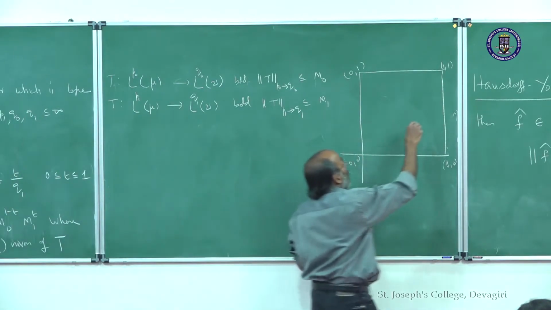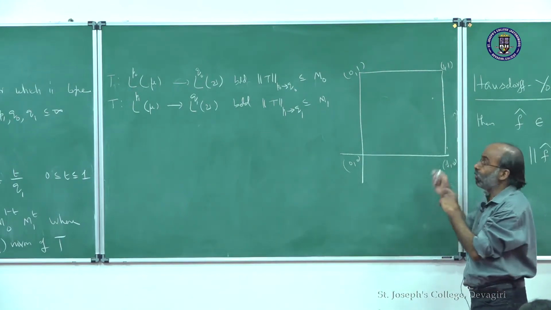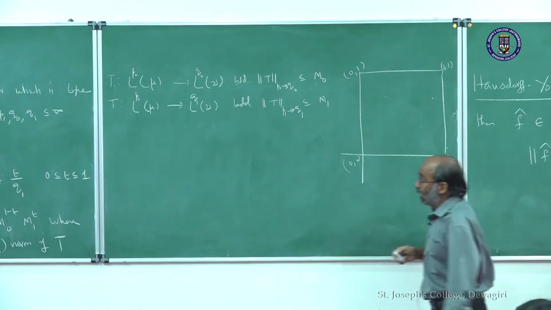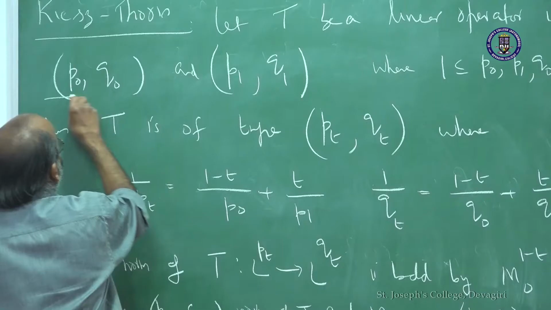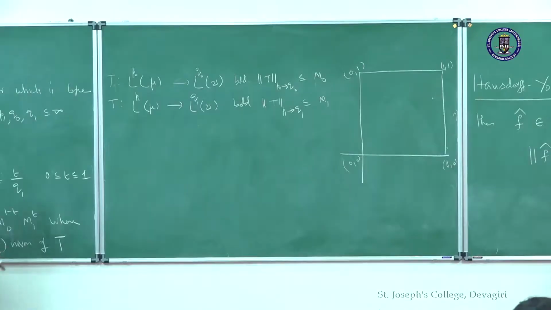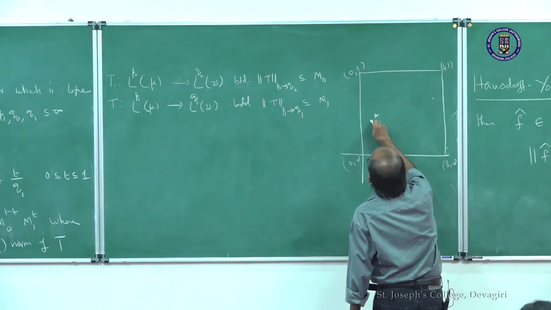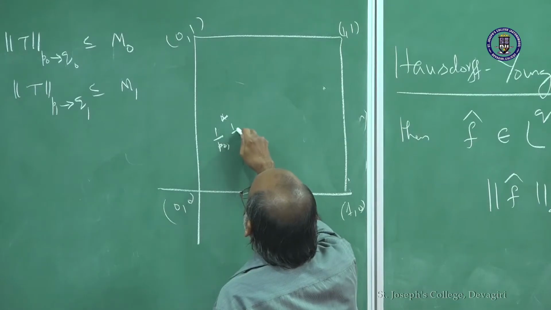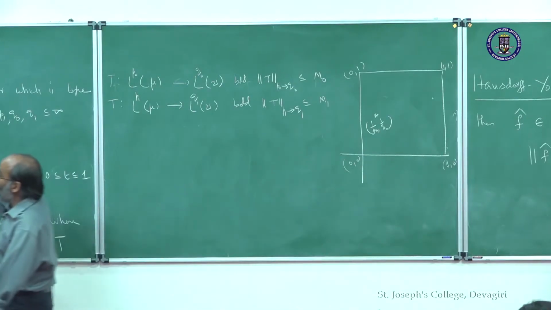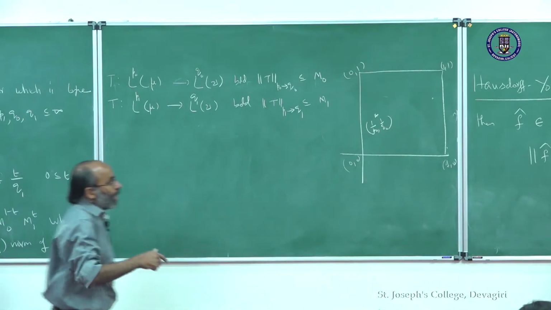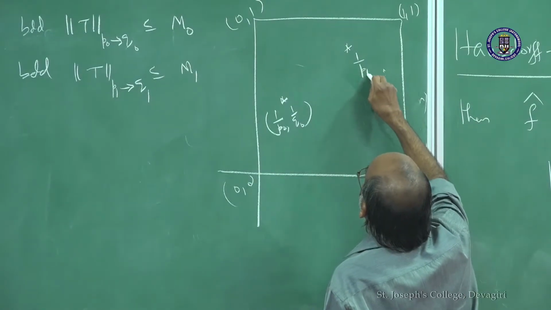So, any coordinate here will give me a 1/p and 1/q, right, p and q between 1 and infinity. So, what does this say? This says that I take a point (p0, q0), there it will be (1/p0, 1/q0). So, let us say this is the point, okay, (1/p0, 1/q0). And similarly, I have another point (p1, q1), on the square it is (1/p1, 1/q1). So, let us say (1/p1, 1/q1).